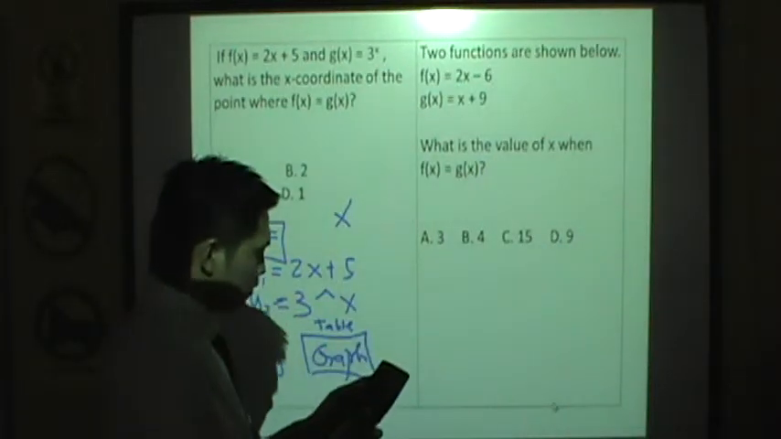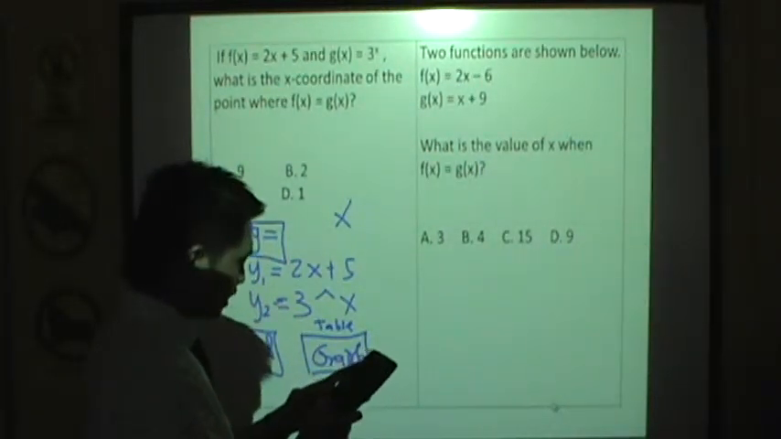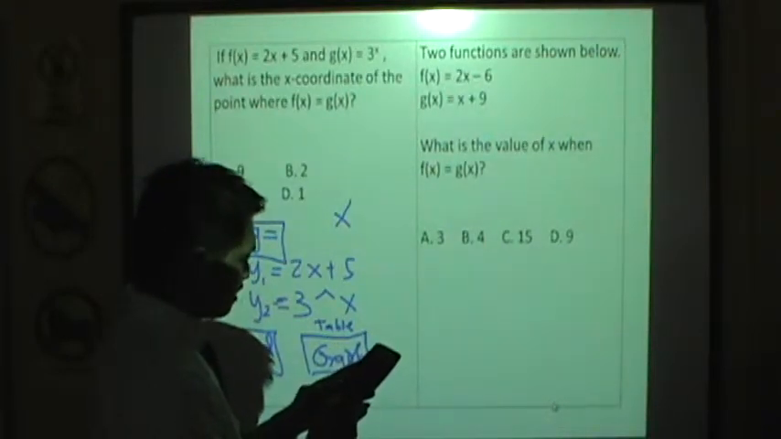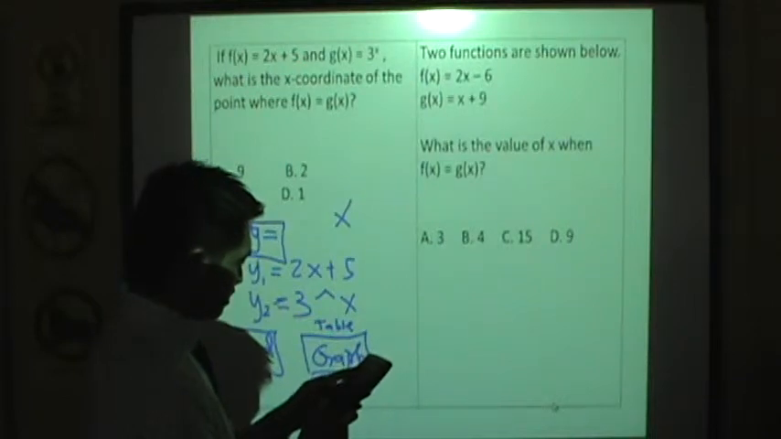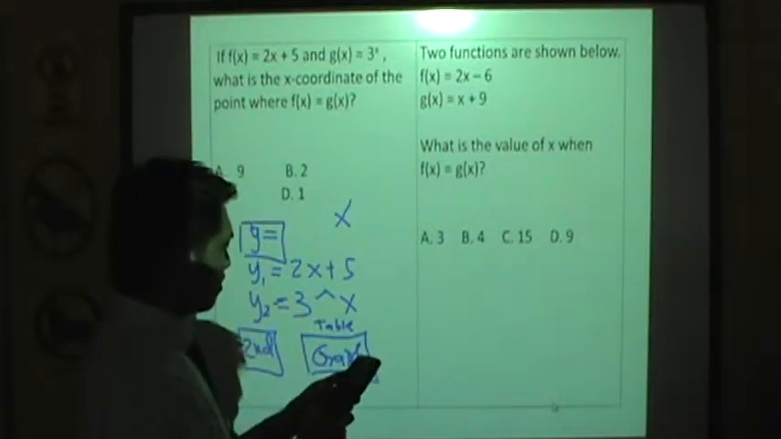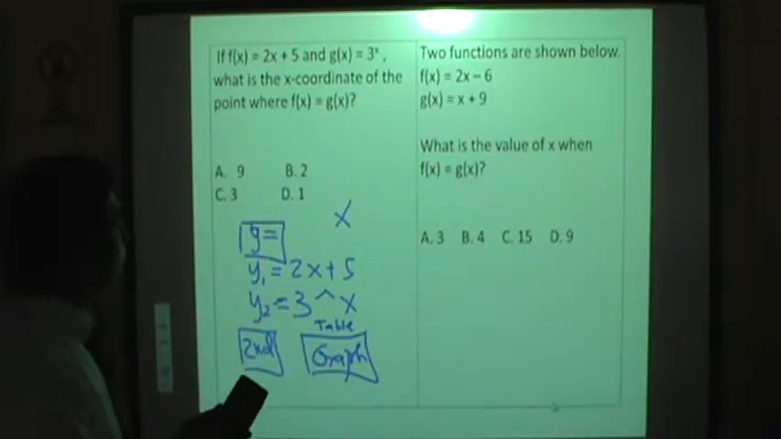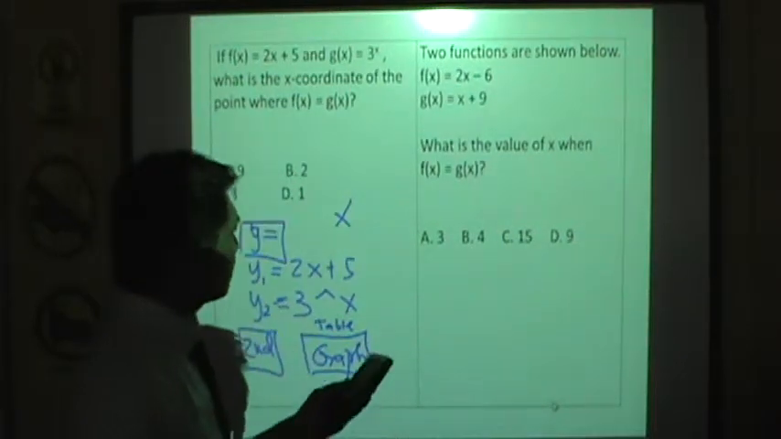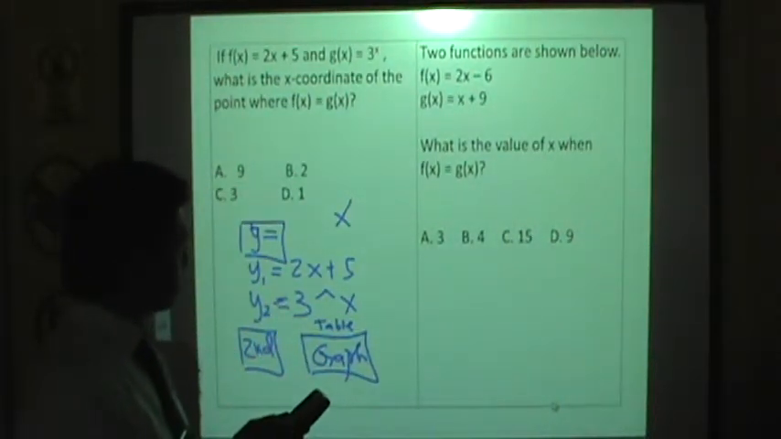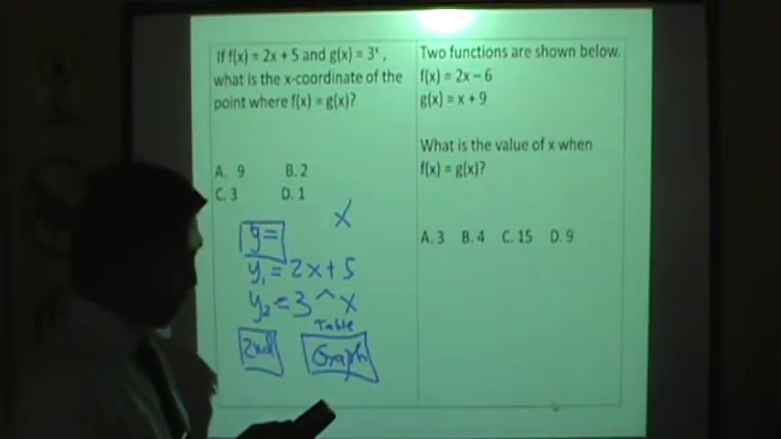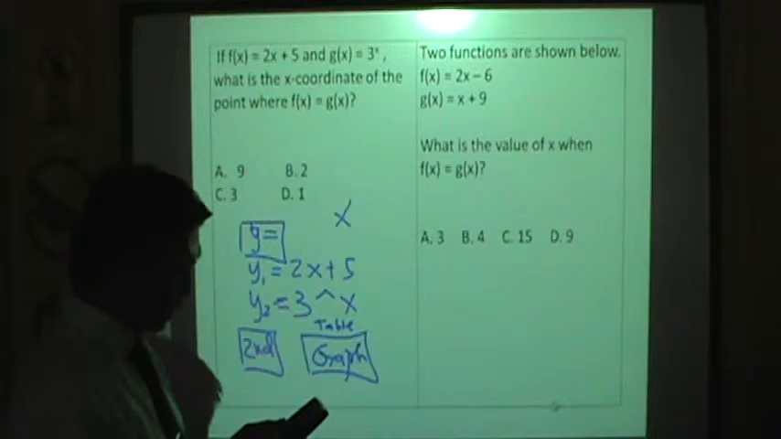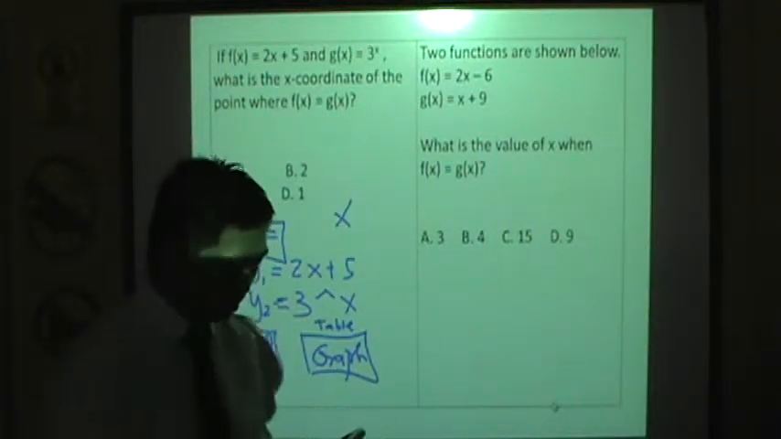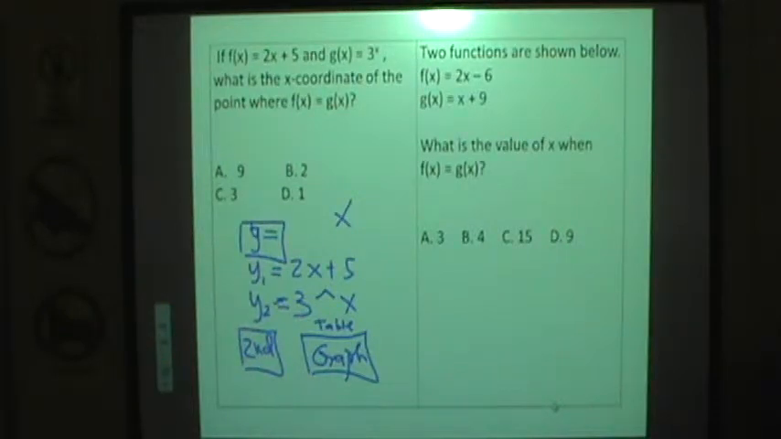Go back to y equals, and then type in for y1, 2x minus 6, and then x plus 9 for y2. Second, and then graph. Now, which one here is going to give us the same values for the y? Let's start with 3. For 3, we have 0 and 12. For 4, we have 2 and 13. For 15, we'll see. For 15, we have 24. Oh, nice. How about for 9? Okay, I like that.